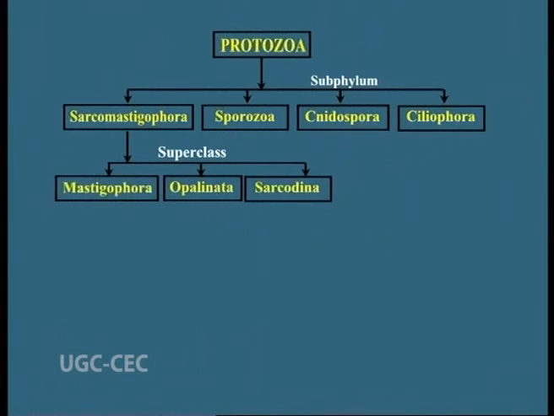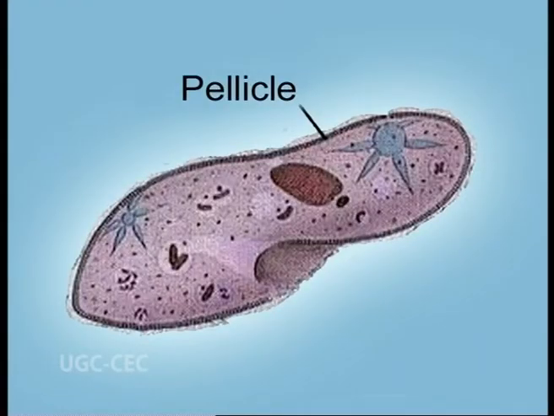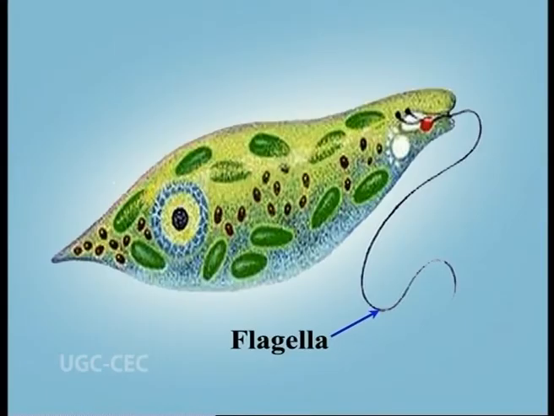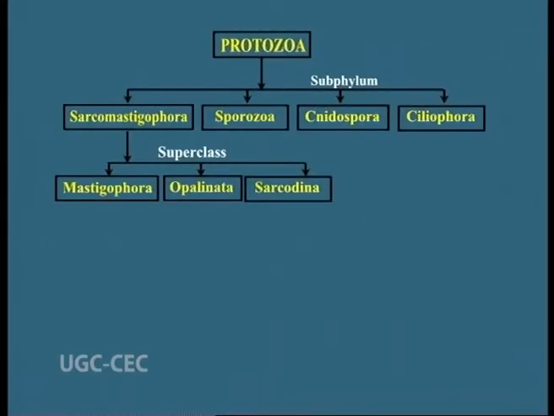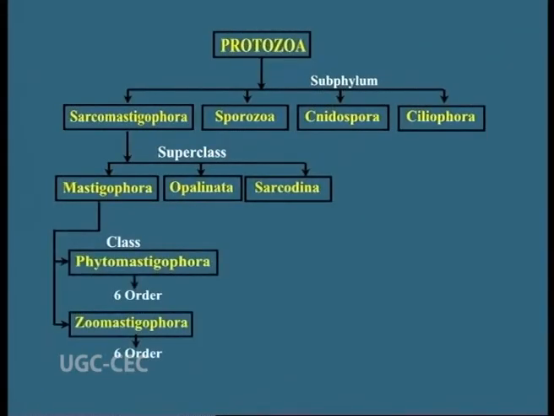Superclass Mastigophora. They are commonly called flagellates. Simple, primitive with firm pellicle. Locomotor organelles are flagella. Binary fission is longitudinal. They are mostly free living, though some are parasitic. Nutrition autotrophic or heterotrophic or sometimes both. Superclass Mastigophora is divided into two classes. They are Phytomastigophora and Zoomastigophora.